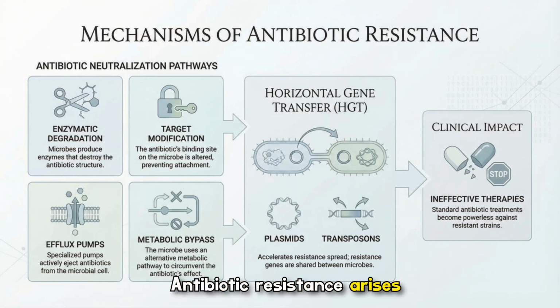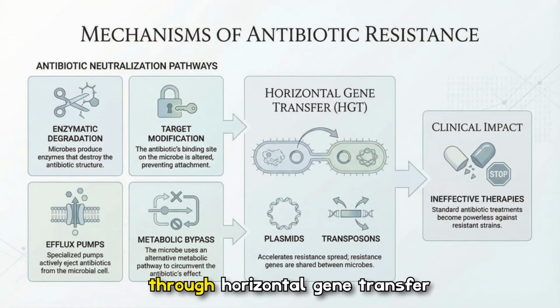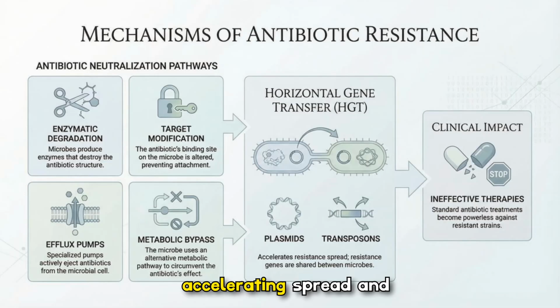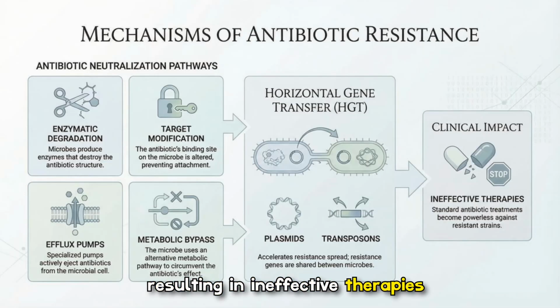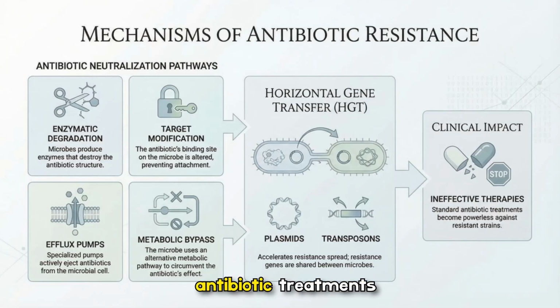Antibiotic resistance arises through multiple neutralization pathways shown here: enzymatic degradation, target modification, efflux pumps, and metabolic bypass, all of which can be shared between microbes through horizontal gene transfer via plasmids and transposons, accelerating spread and resulting in ineffective therapies that undermine standard antibiotic treatments.